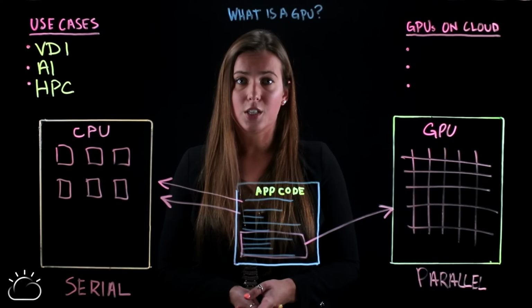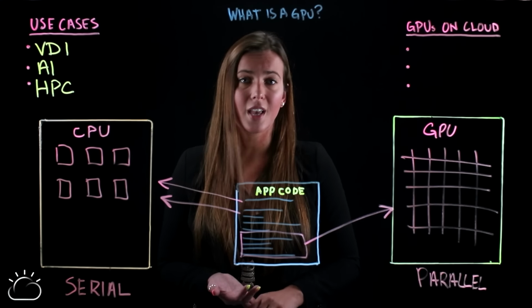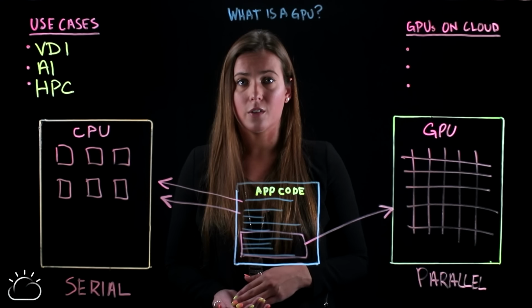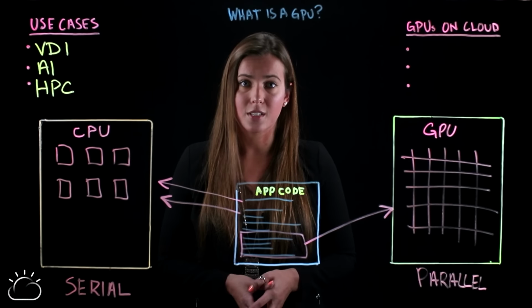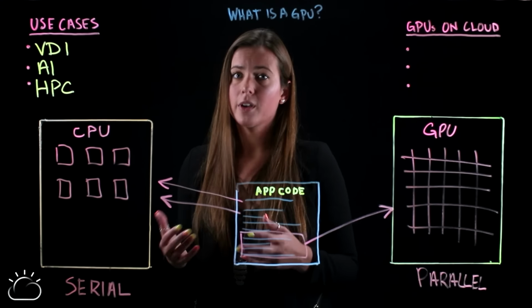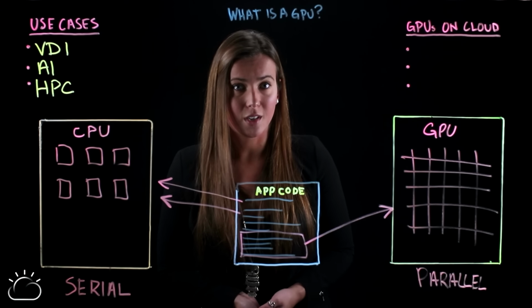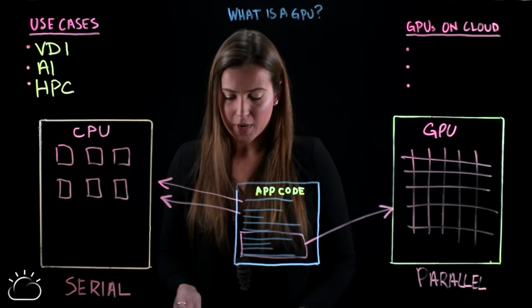Oftentimes, though, these applications are very compute-intensive. It could include rendering, it could include AI, and that's where a GPU comes in. You can add a GPU to these servers that are spread out amongst an HPC application and utilize those in that manner. So this is a nice little segue into why should we use GPUs on cloud? If HPC is such a big piece of that, what else is important about cloud?